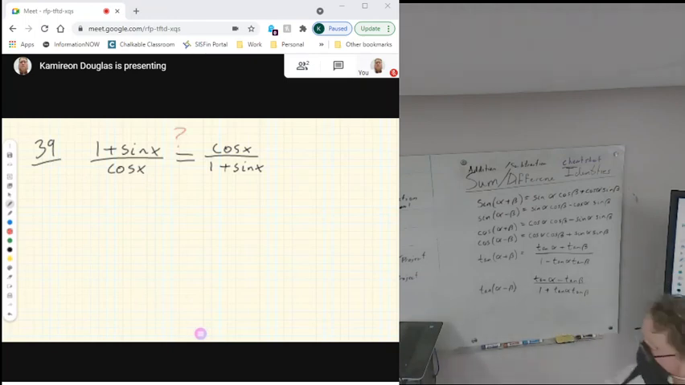Alright. Suggestions. Get rid of the negative sine of x. Oh, wait. On the second one. Oh, on the second one, thank you.